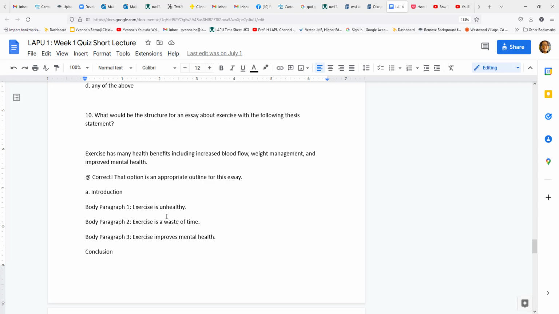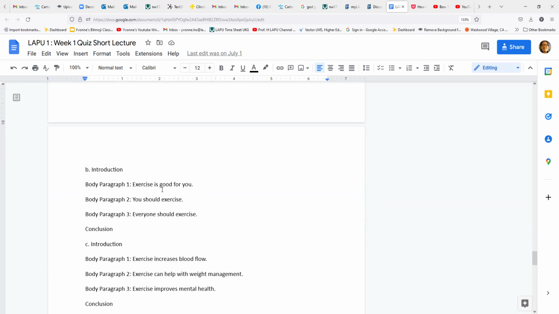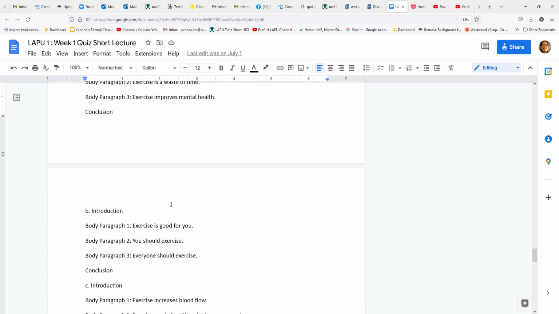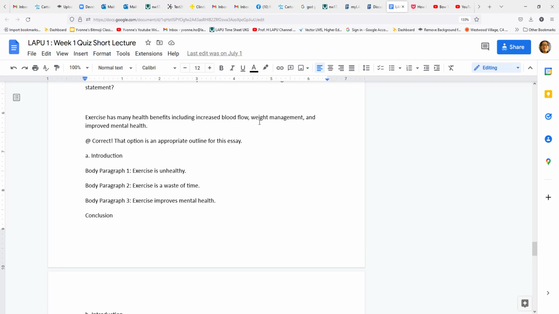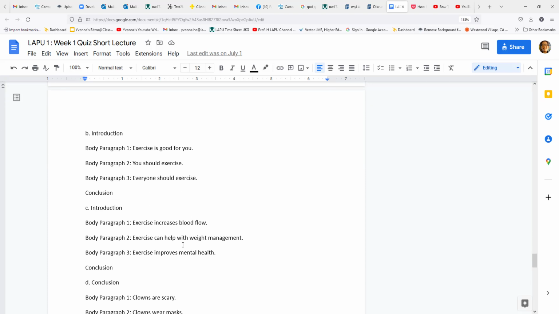Well, this one doesn't quite work. It's unhealthy, waste of time. That's not it. And then there's exercise is good for you. That's not quite it, because it has nothing to do with increased blood flow. In other words, it's got to repeat. It's got to be the same thing as your thesis statement. So this is not the same. This is not the same. Oh yeah, it's this one, because this one's the same. It increases the blood flow. It's got weight management. It's got mental health, and therefore this is correct.